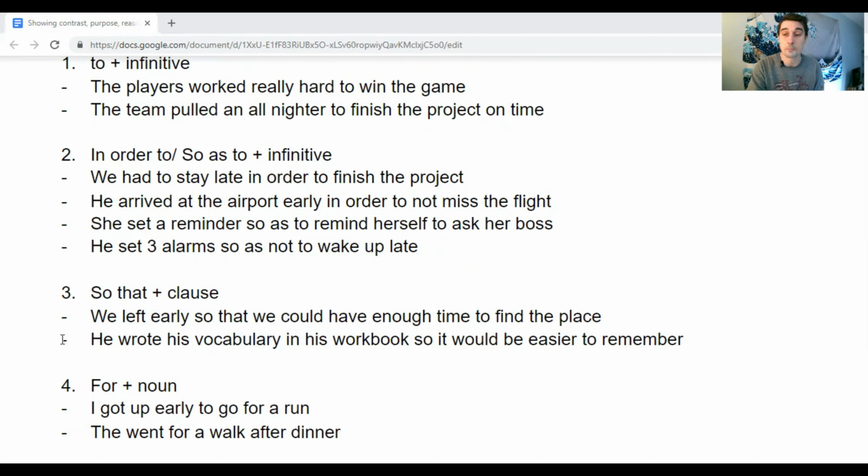And in the second example, we have a similar thing. He wrote his vocabulary in his workbook, so it would be easier to remember. The would, the modal verb. So we use so that plus subject plus modal verb quite a lot. Good tip for you there. Learn some vocabulary, make a book, have a book purposefully designed for vocabulary. It's the only thing you write in there. It could be quite good for you. I know a lot of learners use this.